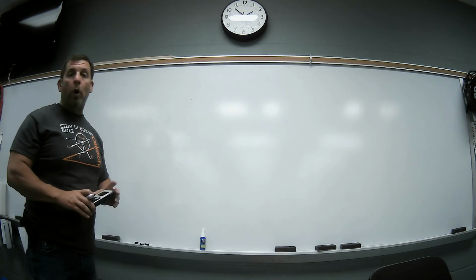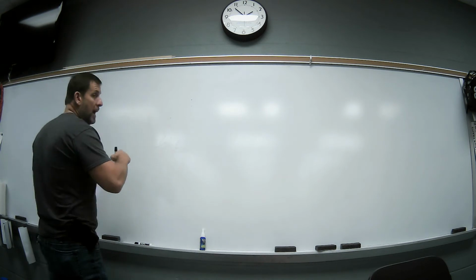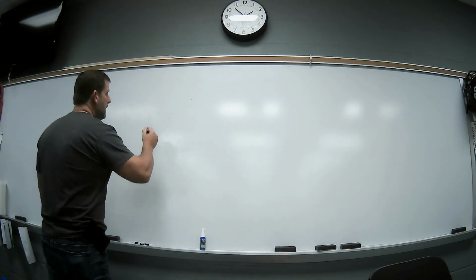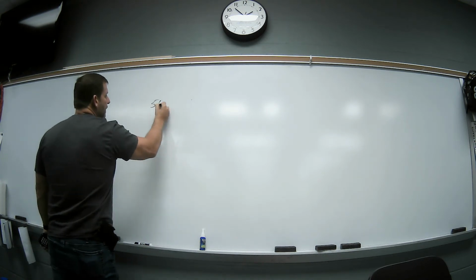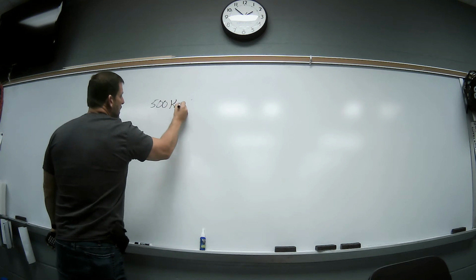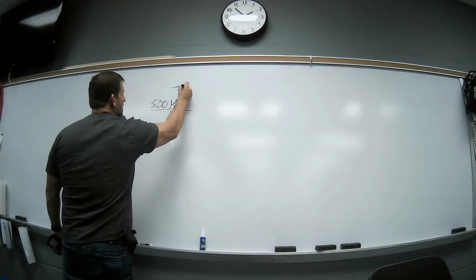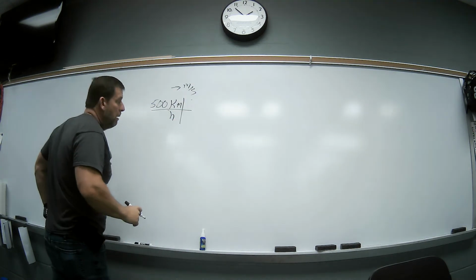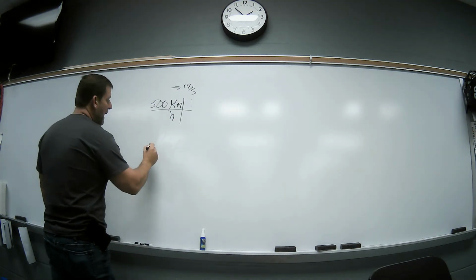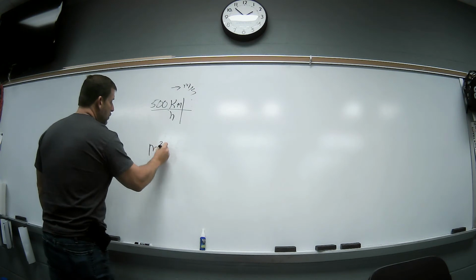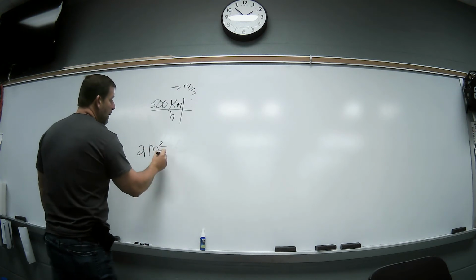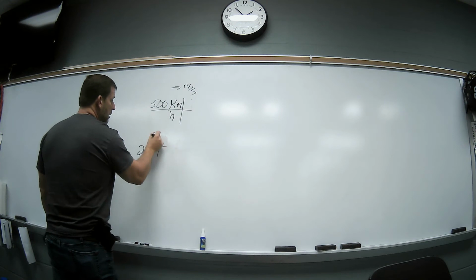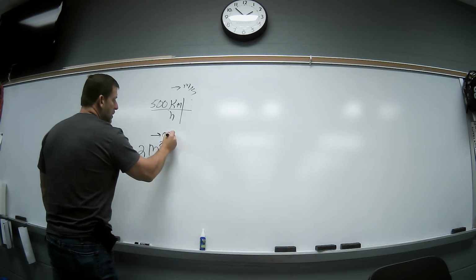Let's briefly go over conversion. You remember how we converted different things? Let's suppose you have 500 kilometers per hour, and we want to convert that to meters per second. Let's suppose I have 2 meters squared, and I want to convert that to centimeters squared.